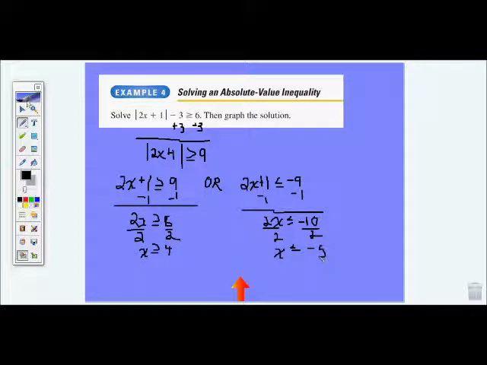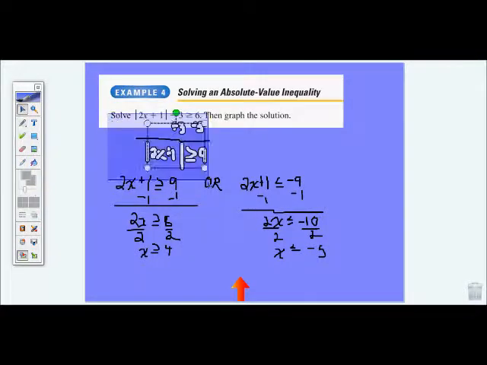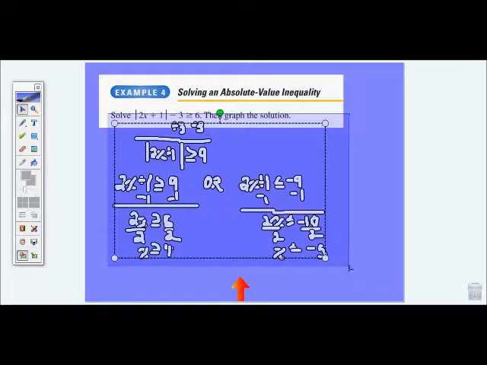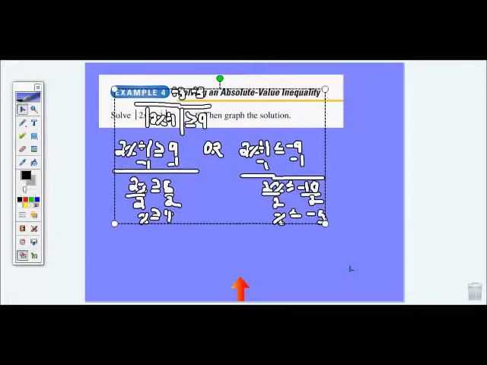There's my solution. Let me see if I can scoot that up just a little bit for you to see the graph here. My daughter's looking at me like I'm crazy.